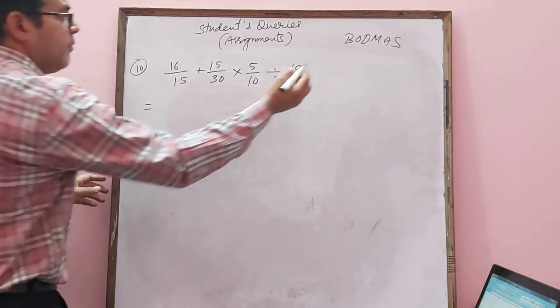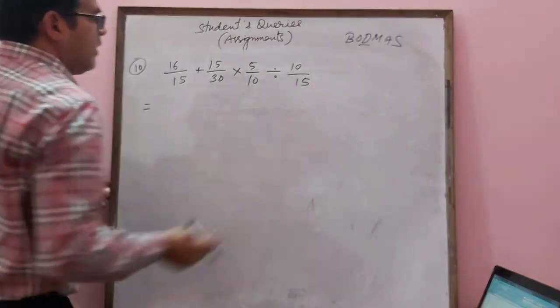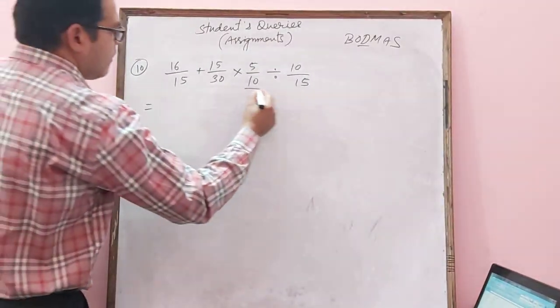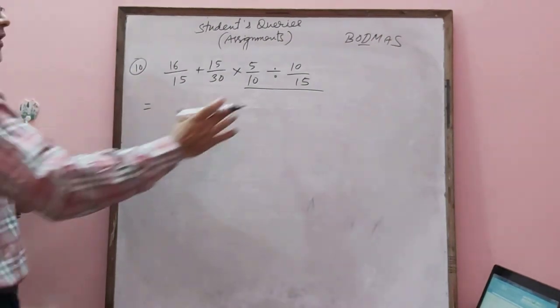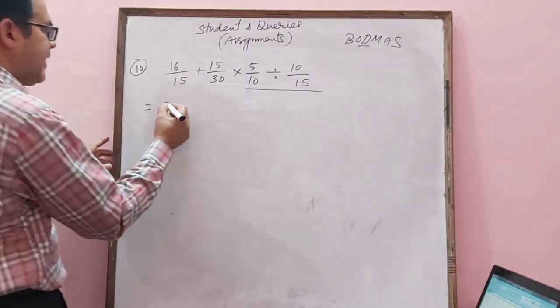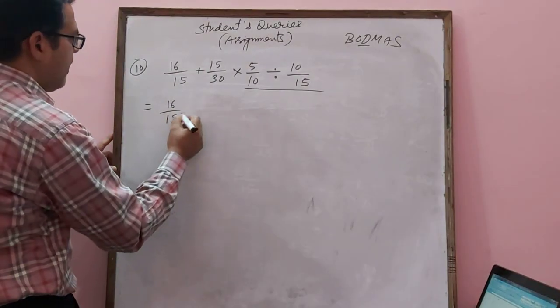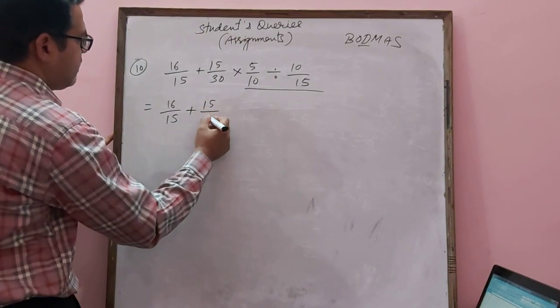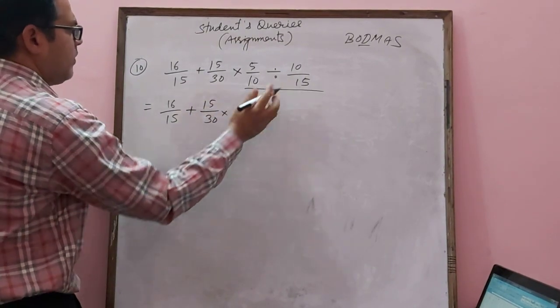Division first. Bracket and of are not here, so division. It means we have to solve these two fractions first. The rest of the fractions we have to write as they are. We have to solve this one first.